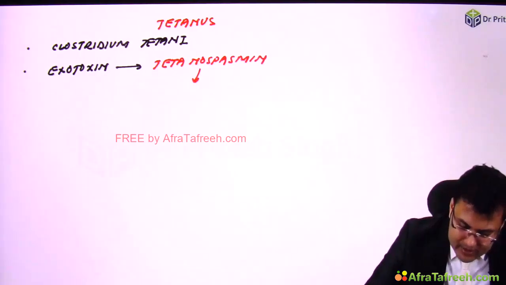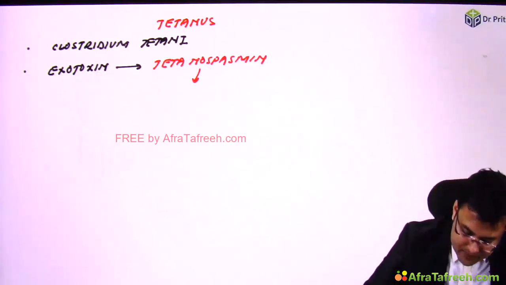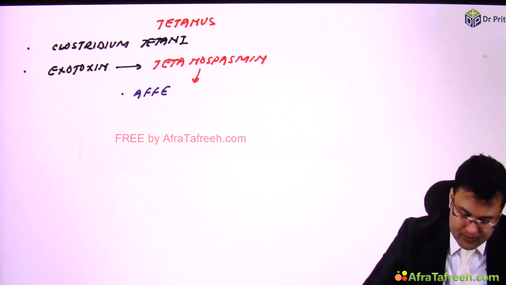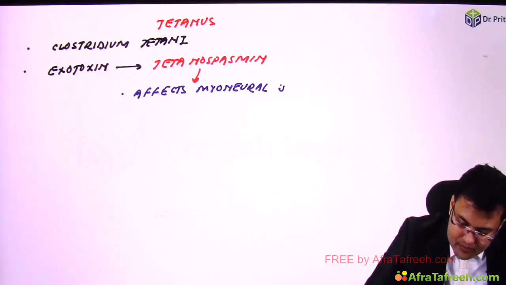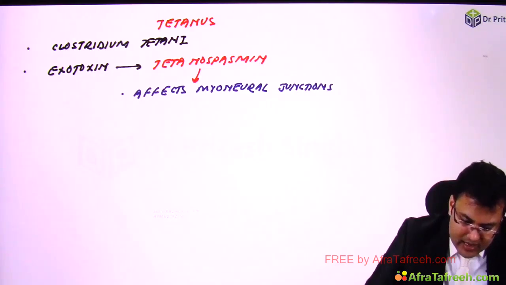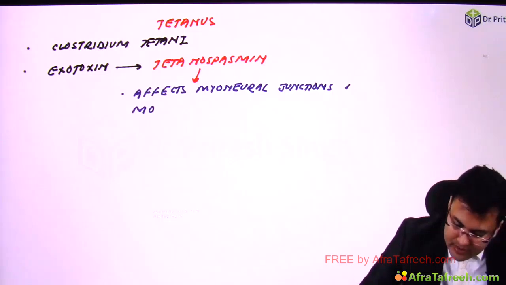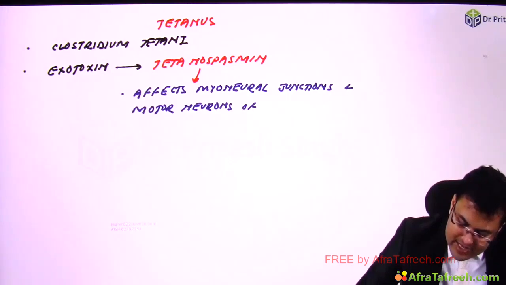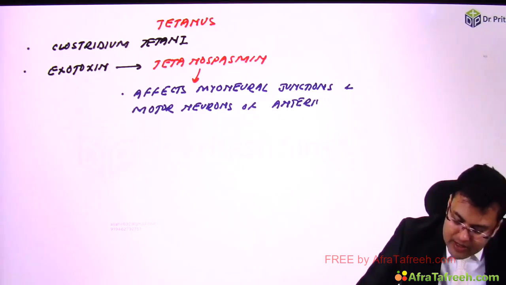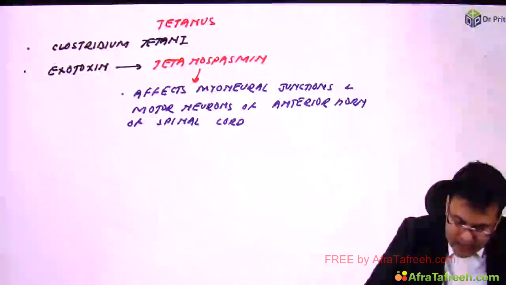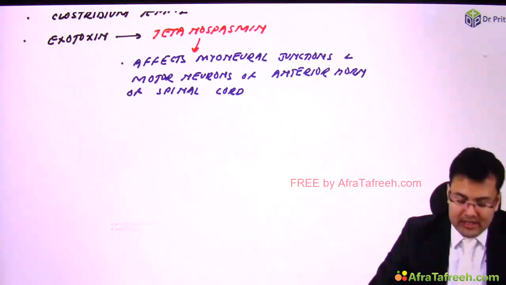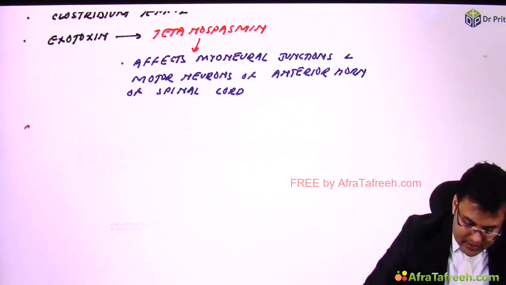This tetanospasmin affects myoneural junctions and motor neurons of the anterior horn of spinal cord. Clear? So there is tetanospasmin. This is the exotoxin. Now see what the clinical features in tetanus are.